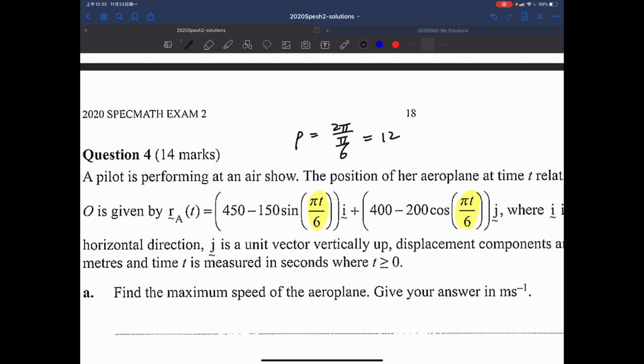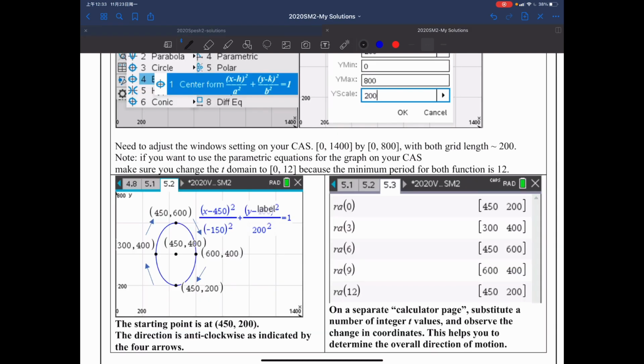Starting from 0, then we can say, okay, when t equals 3, this is the coordinate. So from here to here, then here, t equals 9, here, and then t equals 12. Returned to the original position. That is one cycle, okay? So that's how I determined my direction of motion for the parametric equations.